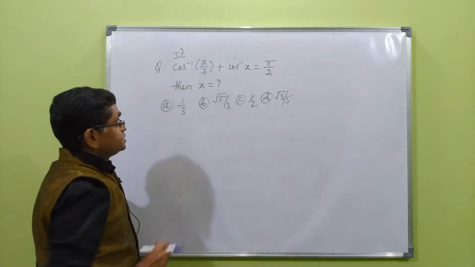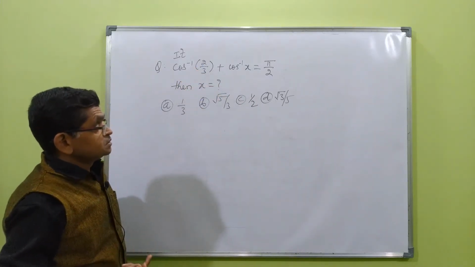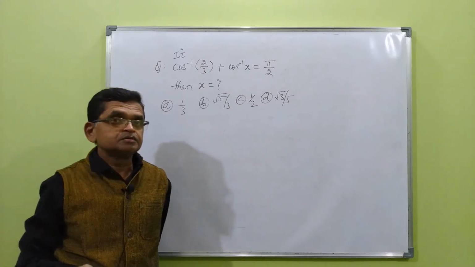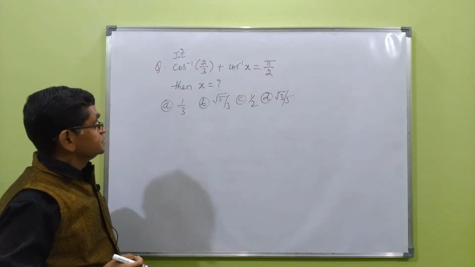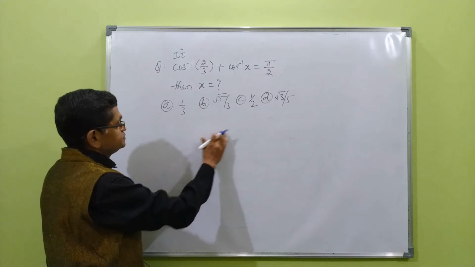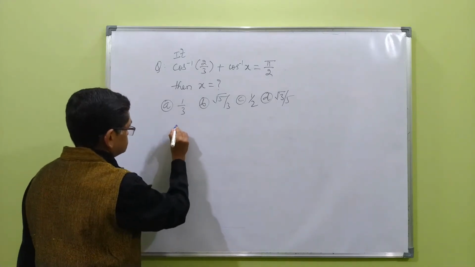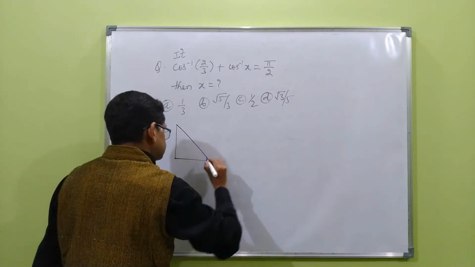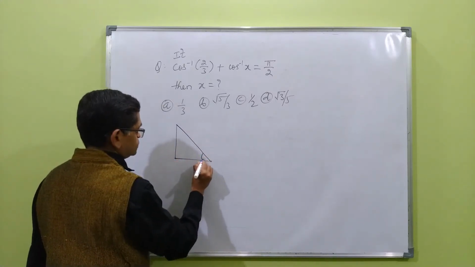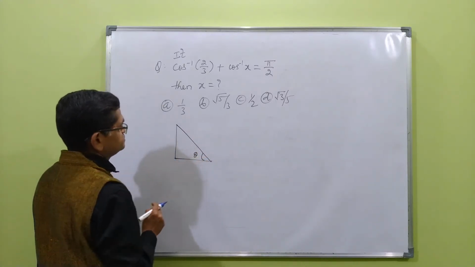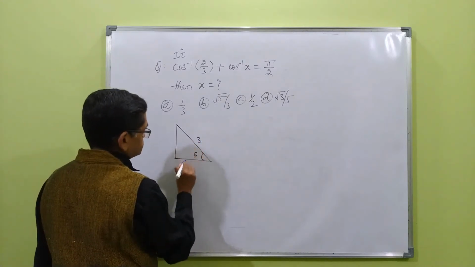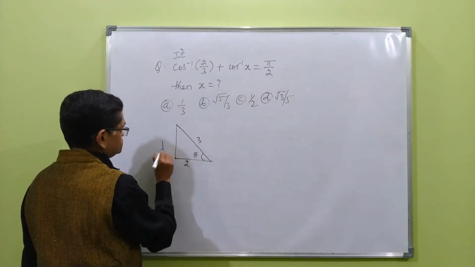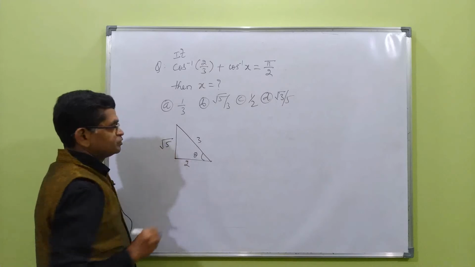Cos inverse 2 by 3, plus cos inverse x is equal to π by 2. So what is the value of x? Consider the right angle triangle. Suppose this is theta, this is hypotenuse 3, and this should be root 5, isn't it?